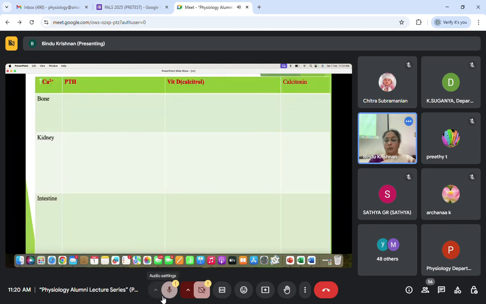Thank you. And these two I have left it for homework. So if you have understood, you can fill the table. One is hypercalcemia, and the second one is a hypocalcemia table, right?